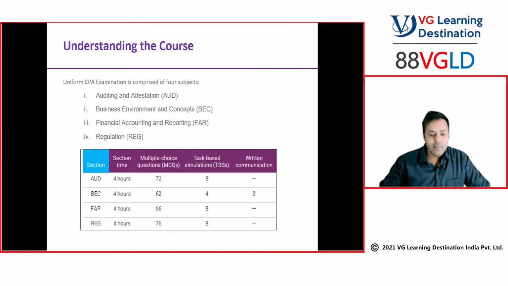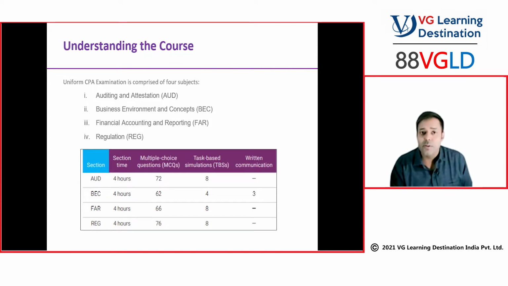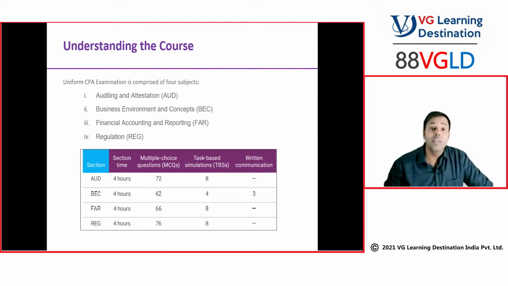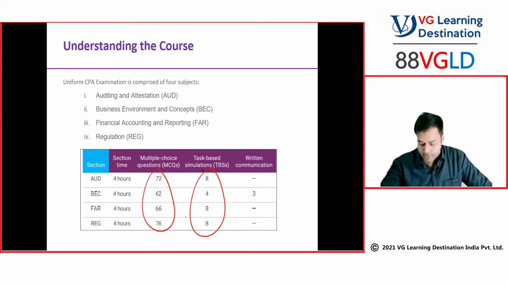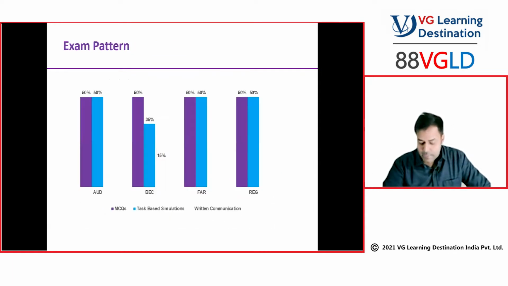These are the 4 subjects we have. The first is Audit. Second is BEC, Business Environment. Third is FAR, which is Financial Accounting and Reporting. And lastly, it is Regulation. Every subject is 4 hours. It contains MCQs, multiple choice questions, SIMs, which are simulations, and lastly written communication, which is limited to the BEC part only, otherwise nowhere else. So different MCQs for the different subjects, different TBS also for the different subjects. That's the exam pattern.